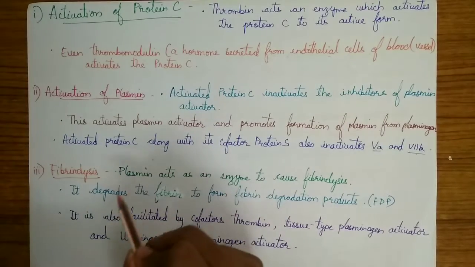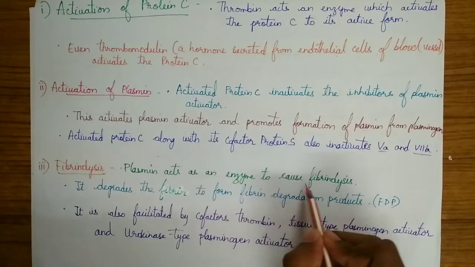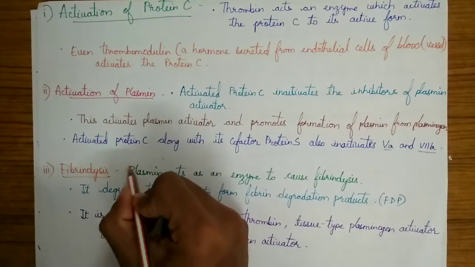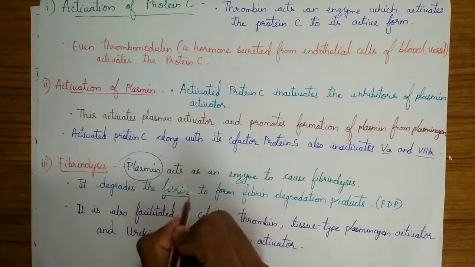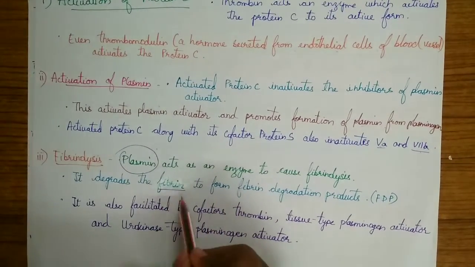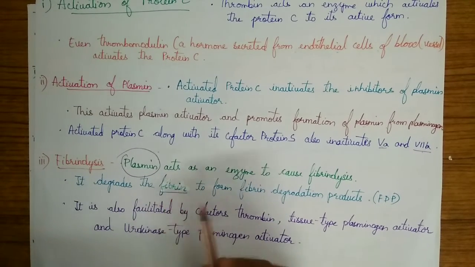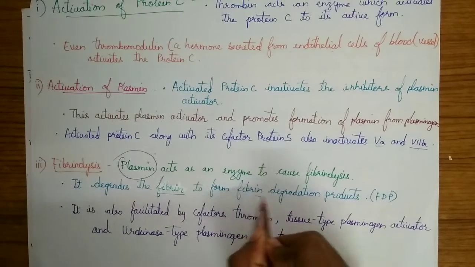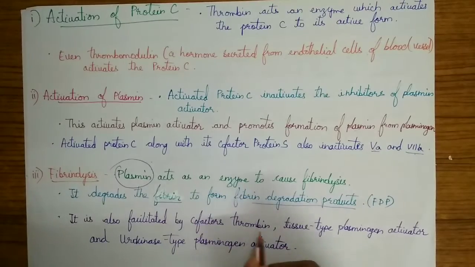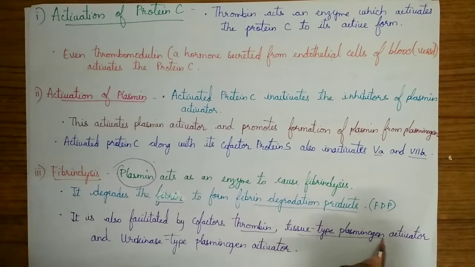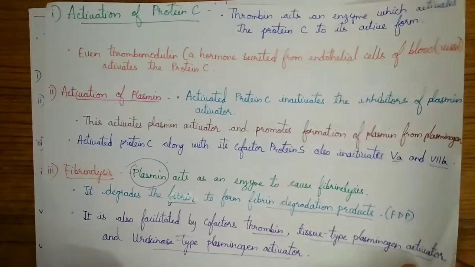The next and final step is fibrinolysis. The activated plasmin acts as an enzyme to cause the fibrinolysis. So this is an important factor in the fibrinolysis process. It degrades the fibrin. You remember the fibrin clot. It is formed in the blood coagulation. It is degraded by the plasmin to form fibrin degradation products or FDP. It is facilitated by cofactors like thrombin, tissue type plasminogen activator, and urokinase type plasminogen activator.